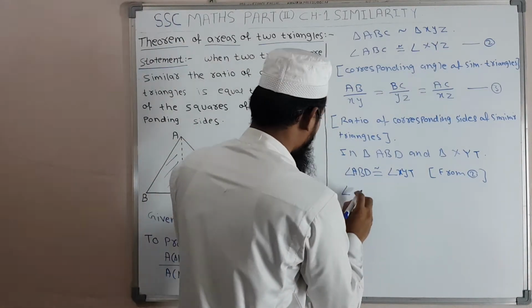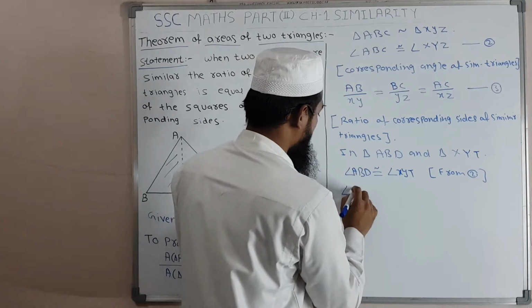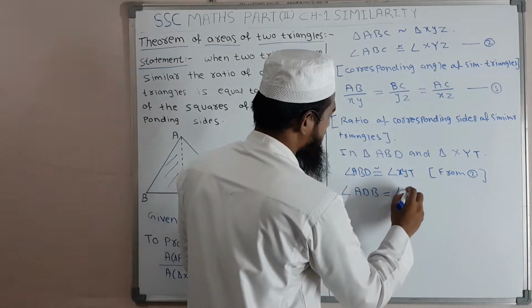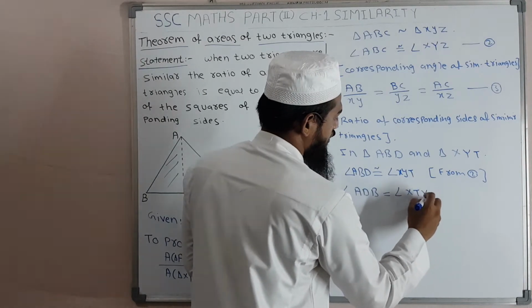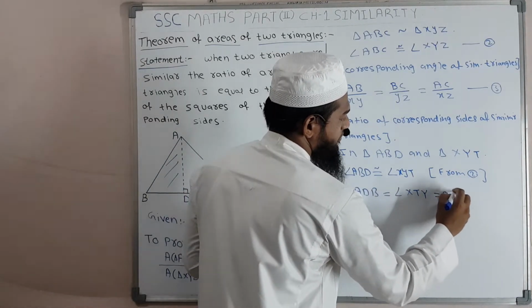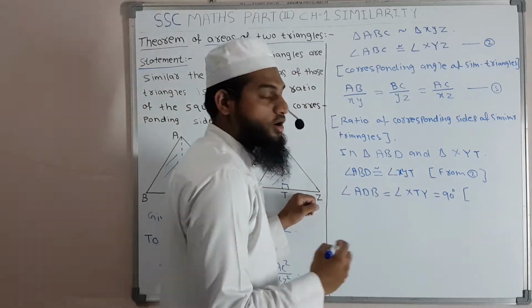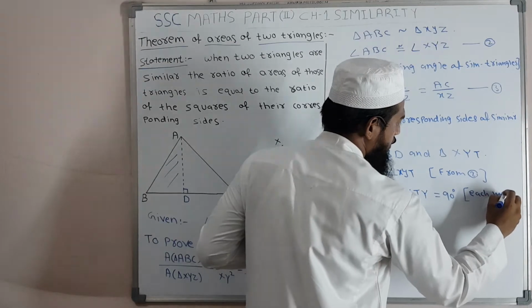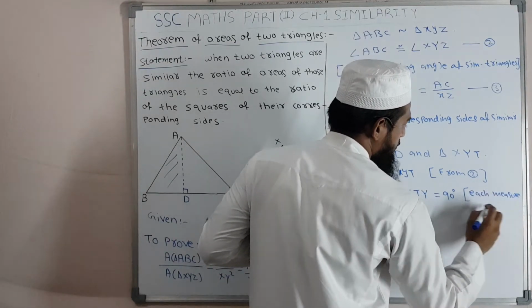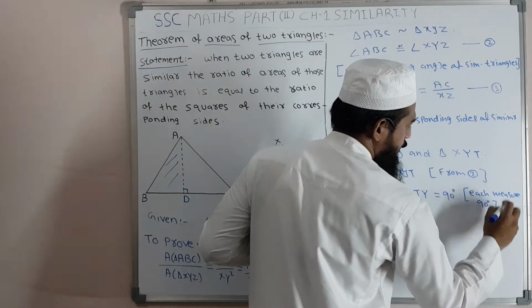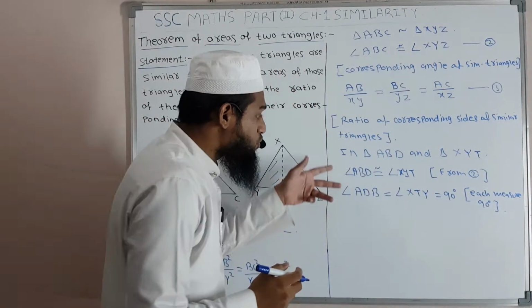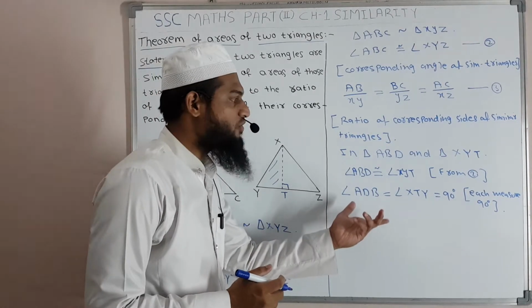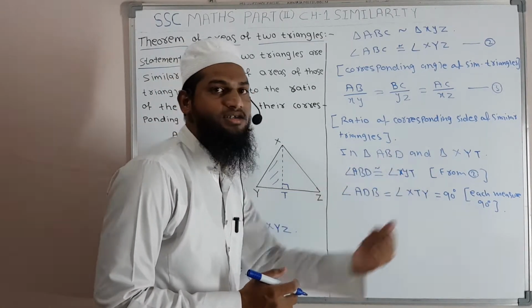So angle ADB is equal to angle XTY is equal to 90 degrees. What can we write? Each measures 90 degrees. The reason is each measures 90 degrees. So by which test are these two triangles similar? By the angle test of similarity, we can say that these two triangles are similar.